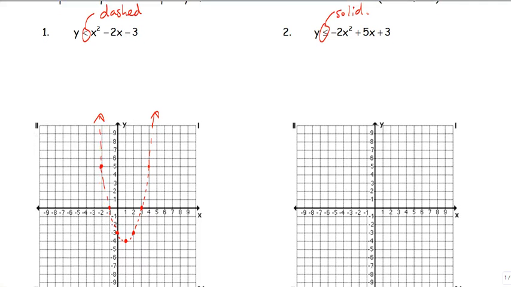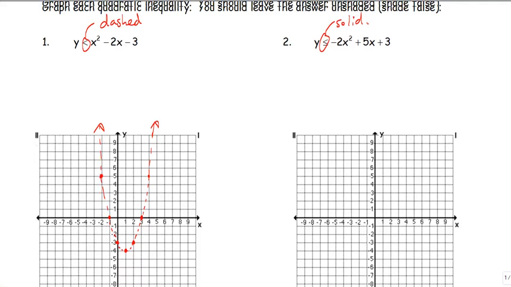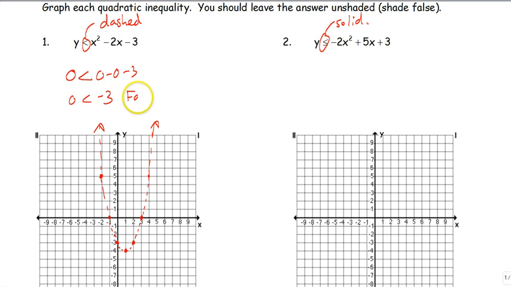So now you have to pick a test point. I like to pick (0, 0). So I'm going to put a 0 in. 0 minus 0 minus 3. So is 0 less than -3? This is false. And we like to shade false, so we want to shade inside. So that's all there is to it. Okay, so that is that one.